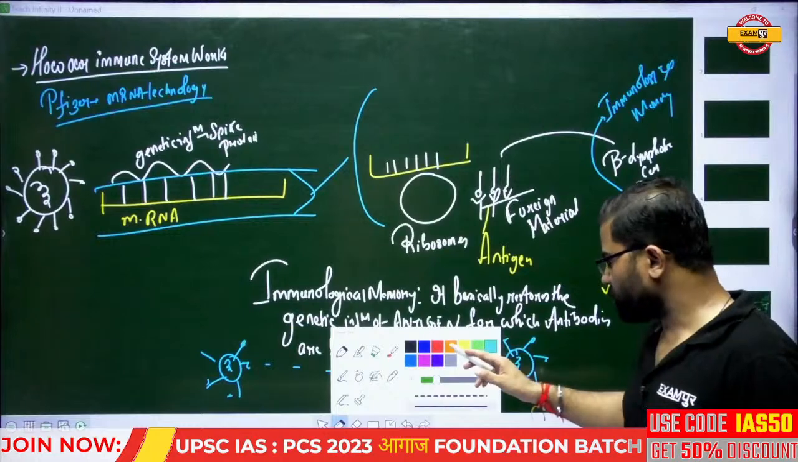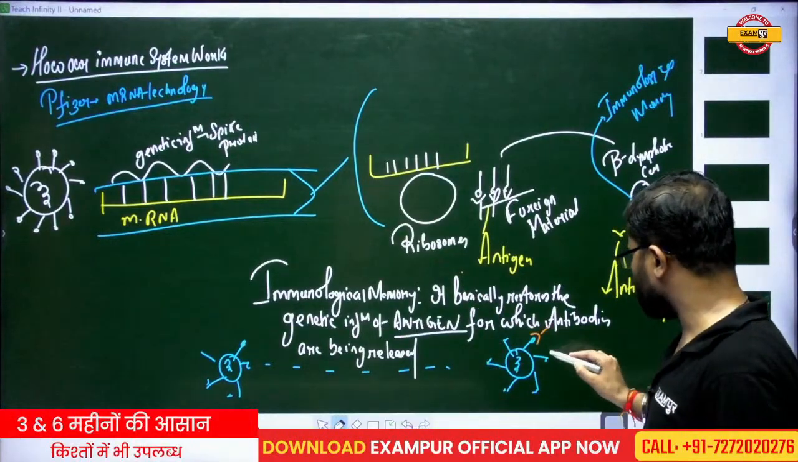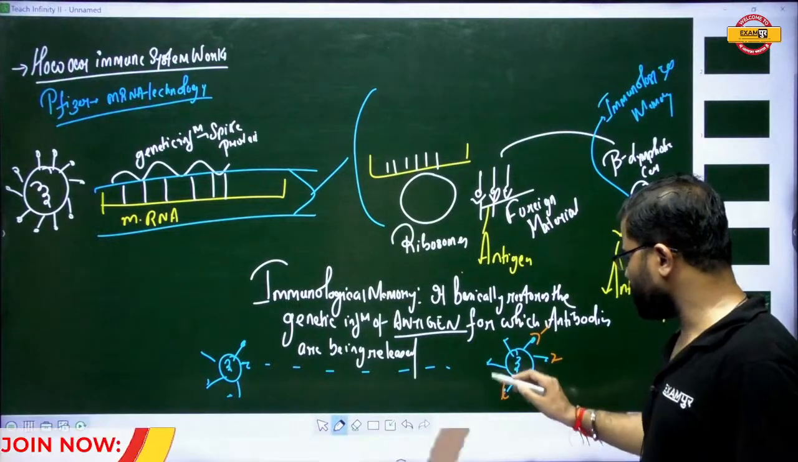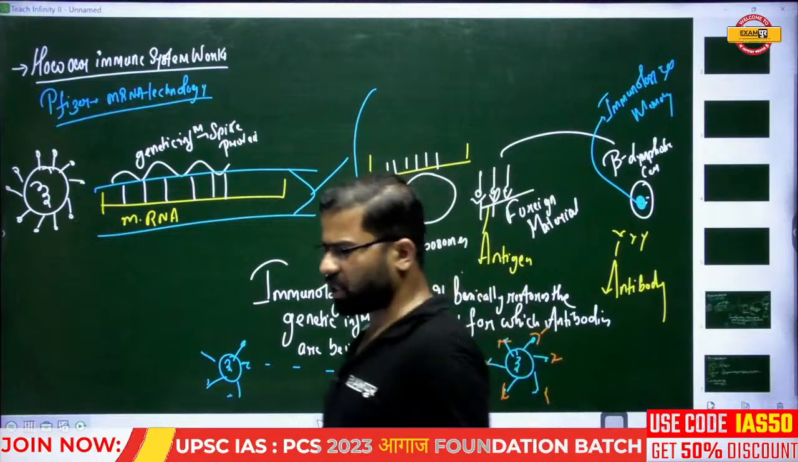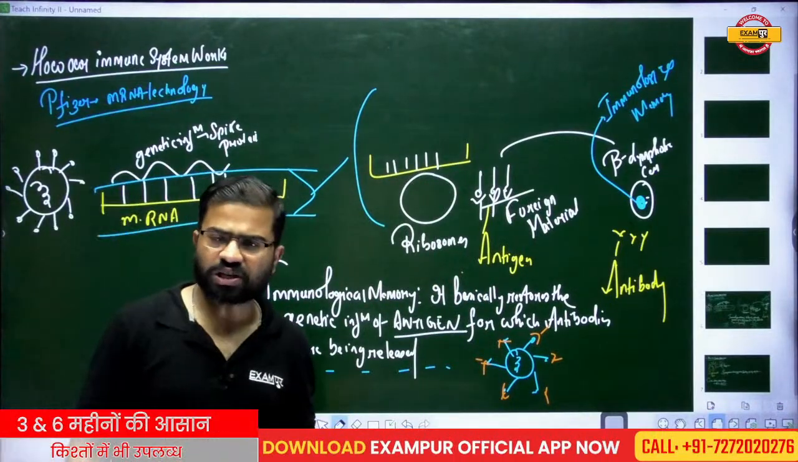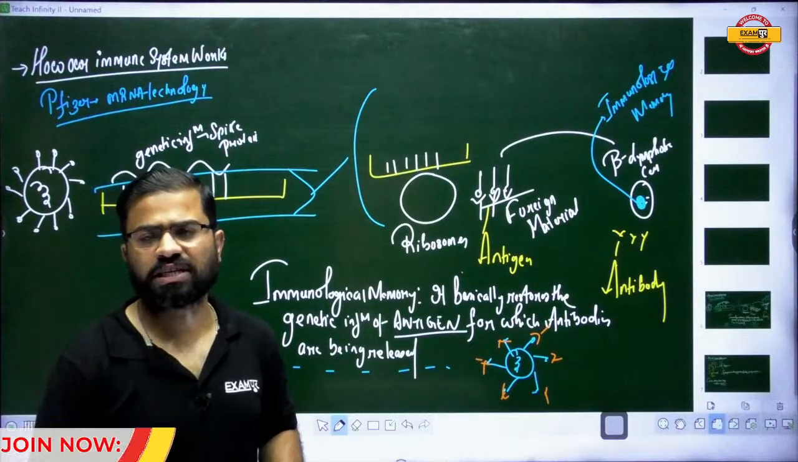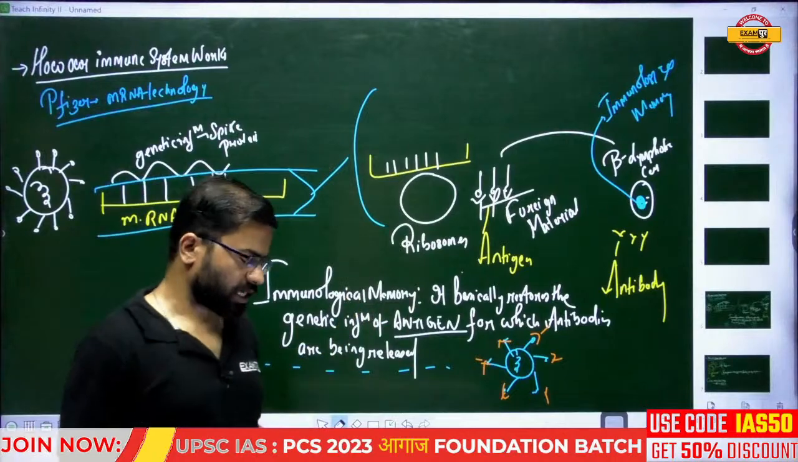So within a very short time, what will it do? It will release the antibody, and this original virus will also get neutralized. So this is how our immune system basically works. So the basic function of vaccination is to train our body. Okay. So this is the first case.